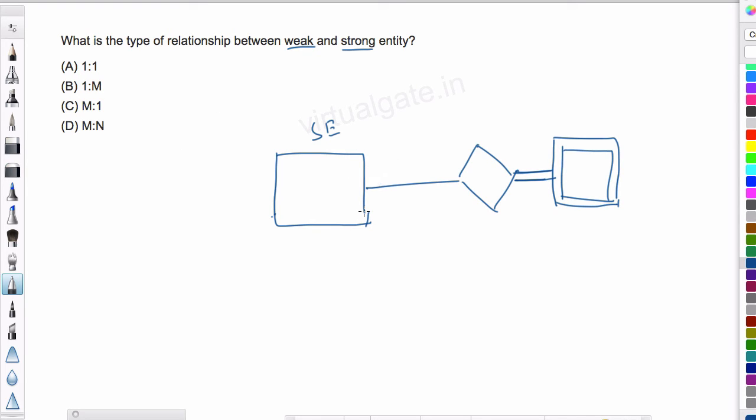Fine. Now we always go through an example, that is, let's say this is employee and this is dependent, right? Now one employee may have multiple dependents, right? Okay, so one employee may have multiple dependents, that's how the relationship works.